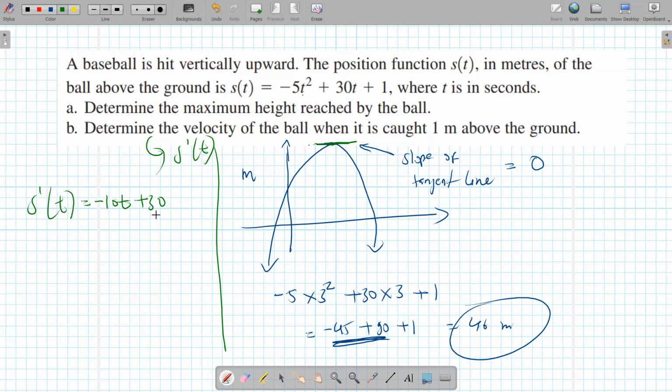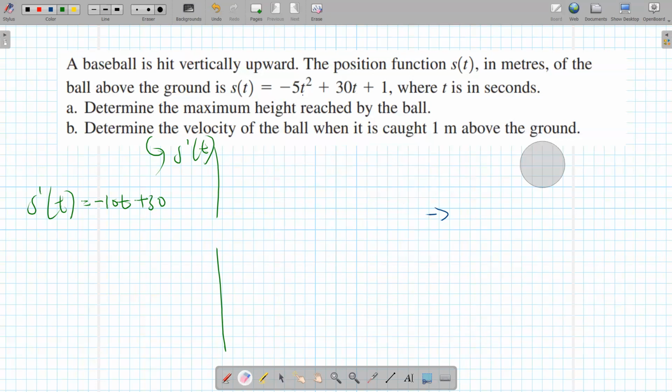Do we just plug t as 1? Is that what it is? You can't plug t as 1 because t is time, but the 1 meter that they've given you is your height. So plugging 1 in as t is not going to work. This one, you need to do a couple of things. It's not too difficult. You first need to find at what time the height is 1 meter.